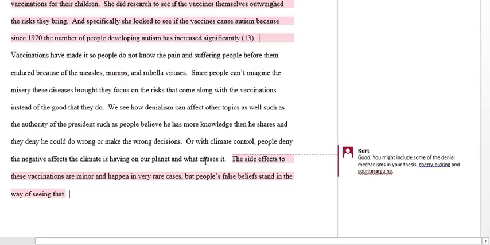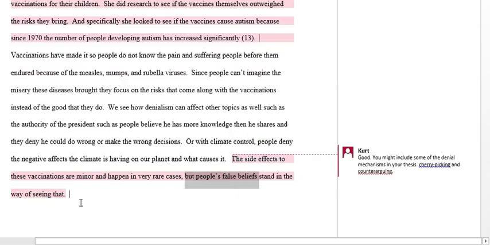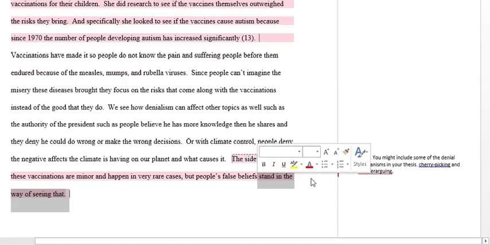And then finally, let's look at the thesis. So the thesis is: the side effects to these vaccinations are minor and happen in very rare cases, but people's false beliefs stand in the way of seeing that. Again, I think it could do more by telling us what those false beliefs are, or how they stand in the way of seeing that.